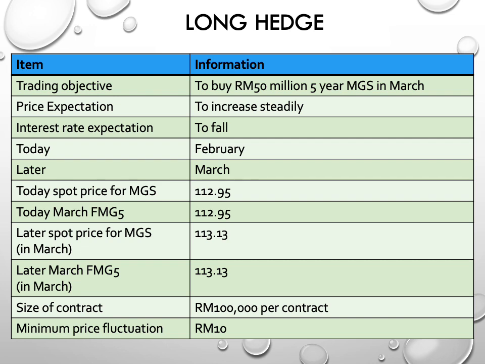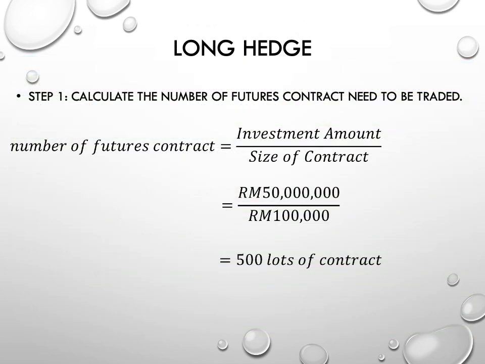So how to calculate your effective price? We have 7 steps like other hedging strategies. The first one, you need to calculate the number of futures contracts. To protect your 50 million of investment in the bond market, you need to find out the number of futures contracts equivalent to 50 million of bond in the spot market. The formula is investment amount divided by size of contract. You plan to buy 50 million of bond, and the size of contract for FMG is 100,000. That means you need to use 500 lots of contract.